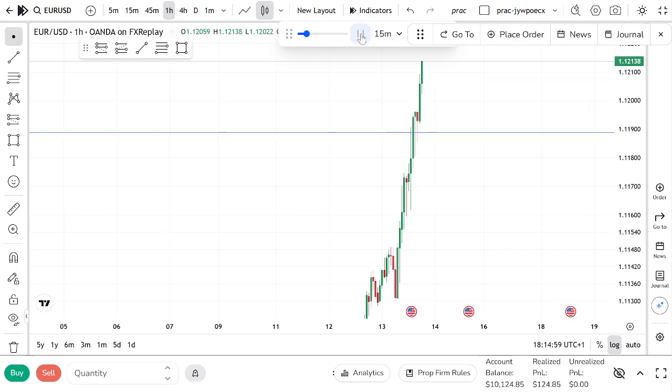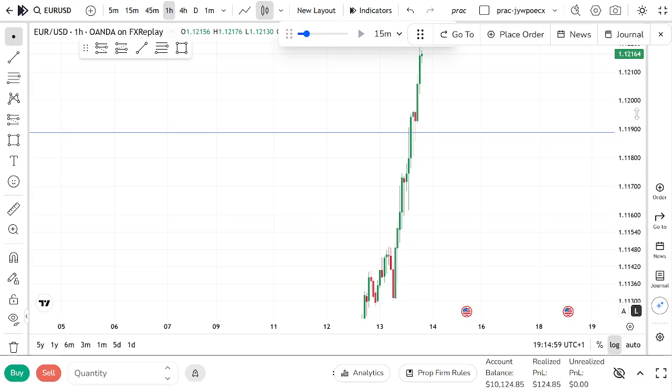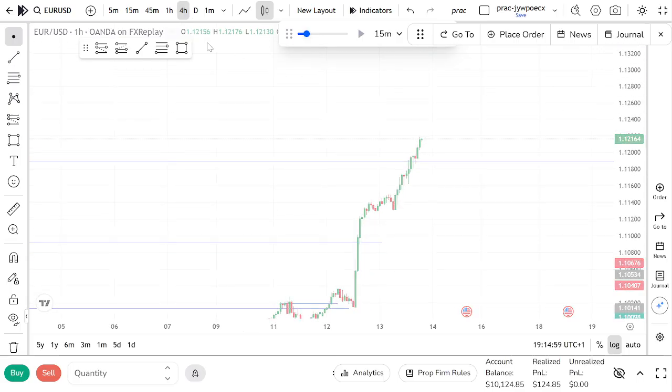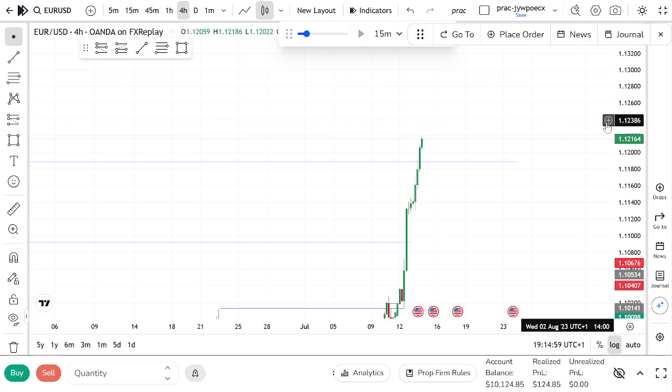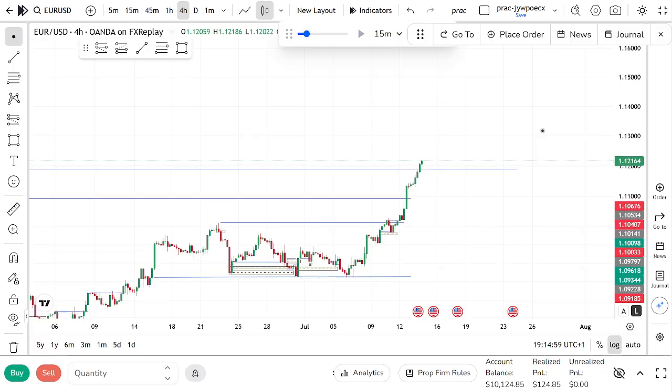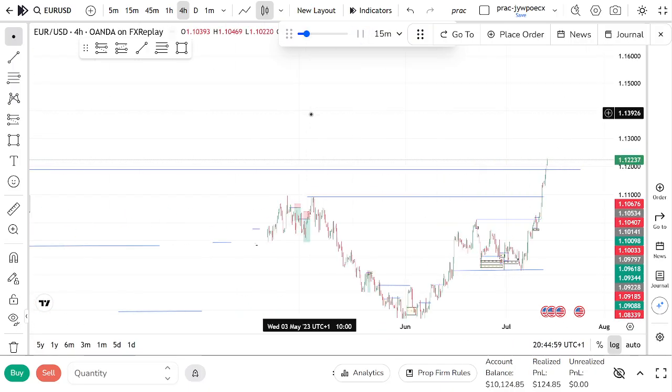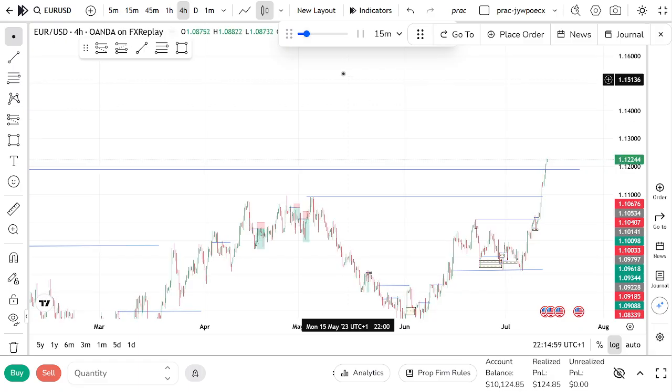This one will not give us here. This one didn't give us. This one is just going higher and higher and higher. It's just going higher and higher. This one didn't give us. It's going up.